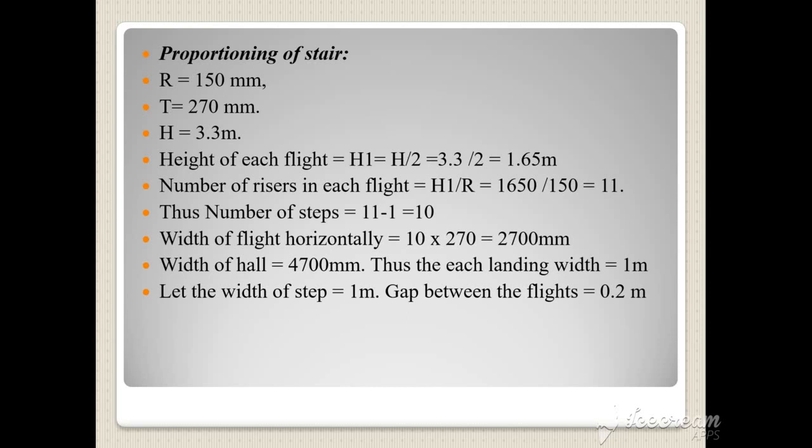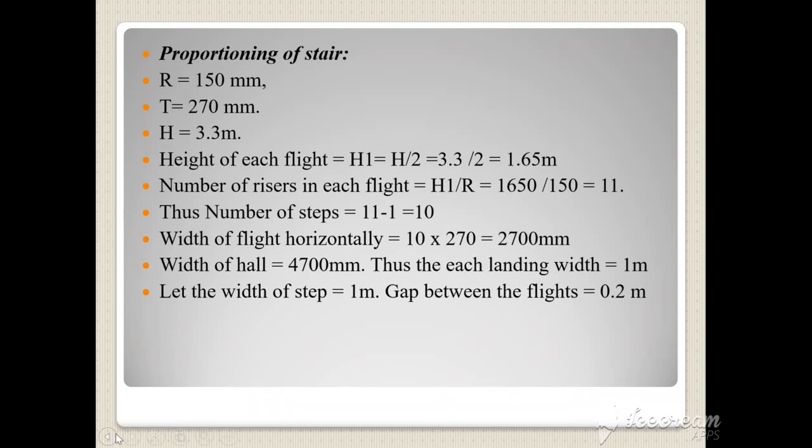The number of risers in each flight will be h1 divided by the height of riser. So 1650 divided by 150 is equal to 11. The total number of risers is 11, minus 1 because one step is the mid landing. So the number of steps will be 11 minus 1, which is equal to 10. The horizontal width is the 10 treads of each flight.